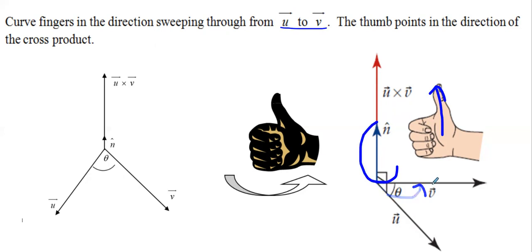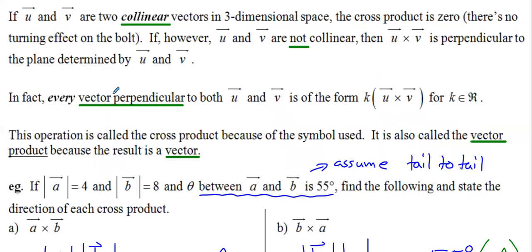So if you're doing it the opposite, if it was v cross u, then you'd have your palm here, and your thumb would be pointing in the opposite direction. Curling your fingers this way would have your thumb pointing in the downward direction. Okay, so it's known as the right-hand rule.